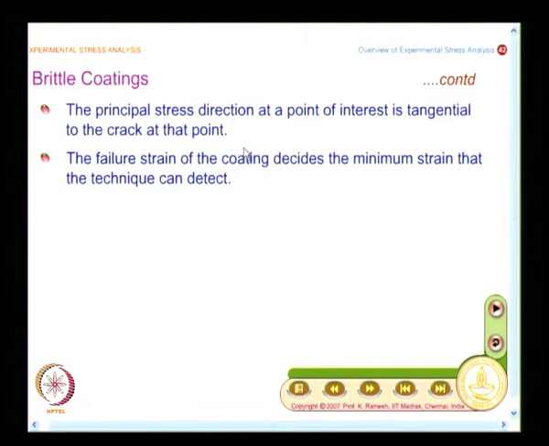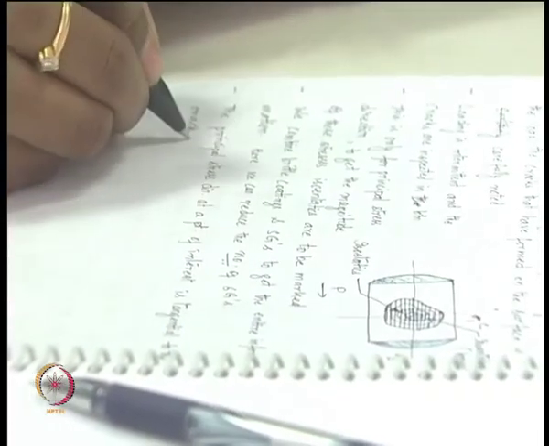And what is the level of accuracy? The accuracy of the test is dictated by the failure strain of the coating, which decides the minimum strain that the technique can detect. And another thing you will have to keep in mind, in all the coating techniques, you will have Poisson ratio. The Poisson ratio mismatch is a nuisance in all the coating techniques, because one of the assumptions we make is, I have a prototype and I have a coating on it, and we assume that whatever the strain of the prototype is faithfully transferred to the coating.